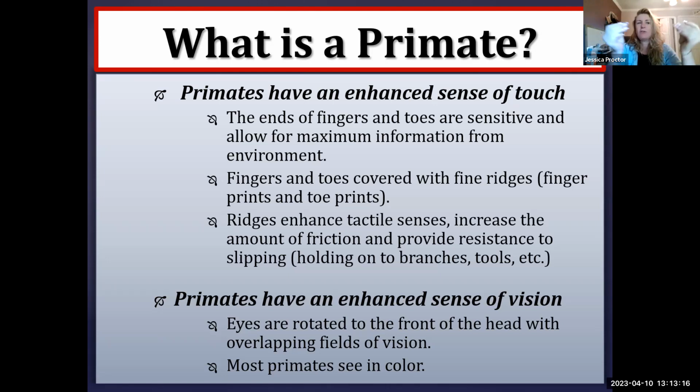Our fingers are covered in ridges called fingerprints, and when you put your fingers together like this, that friction is what gives you an enhanced sense of touch, essentially. These ridges enhance tactile senses. They increase the amount of friction and provide resistance to slipping. That's advantageous for holding onto branches while swinging through trees, and later on for making and using tool technology.